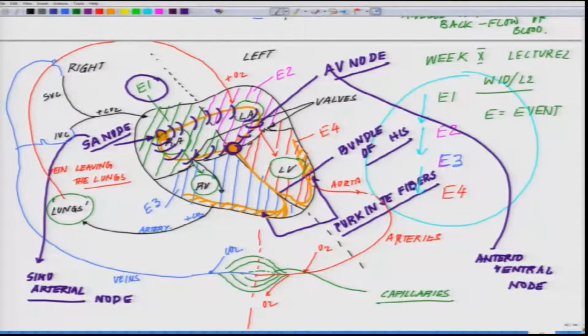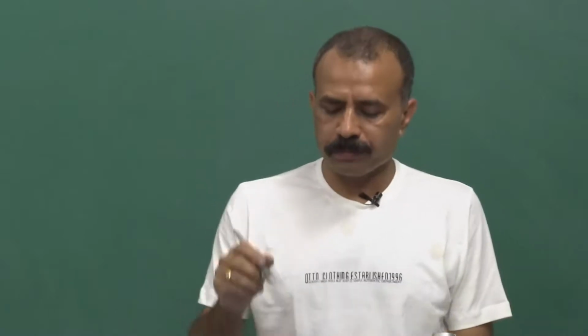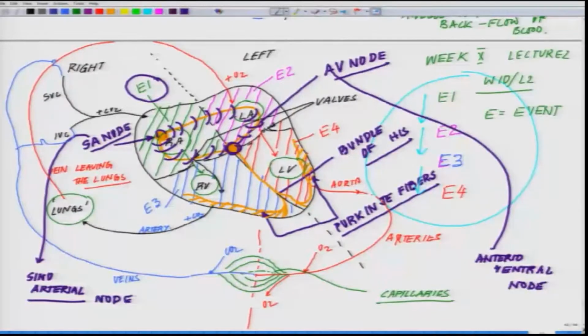Parallelly, there is an impulse which is traveling from the SA node to the AV node via the left upper chamber, which is, if you follow the line I am drawing, this. So, this is event 2, which we have named here as E2, right. Then from here, since this impulse has come earlier, it has started to move in this direction.